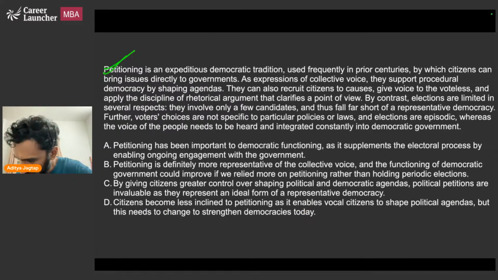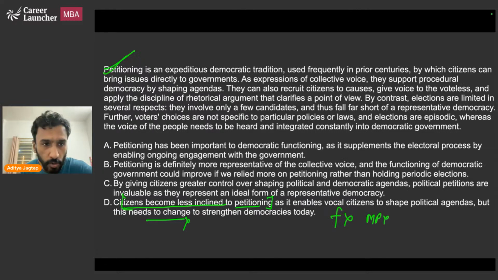First is citizens become less inclined to petitioning. This is a factual inaccuracy, not stated in the passage, right? This needs to change to strengthen democracies today. Nothing like this stated. Main point is missing, which is what role petitioning plays, why it's important to a democracy. So importance of petitioning missing, main point missing. So two or three reasons why option D is incorrect.